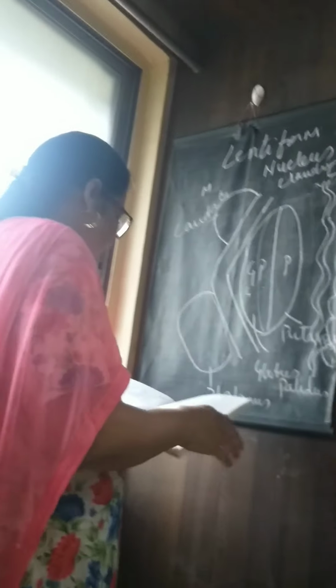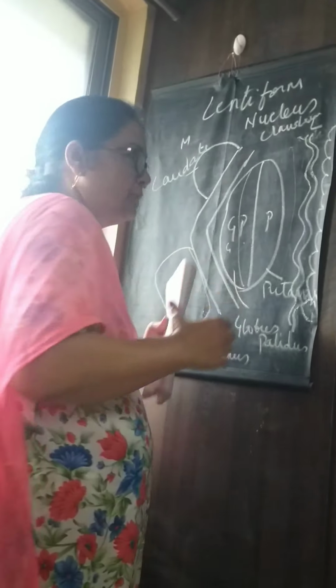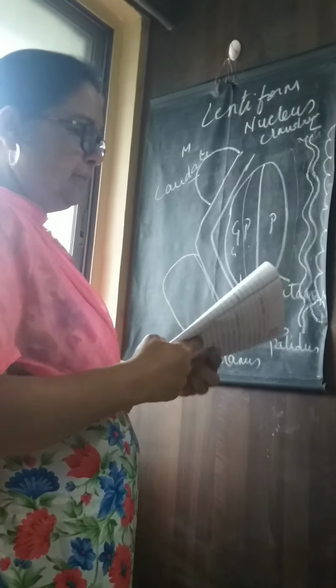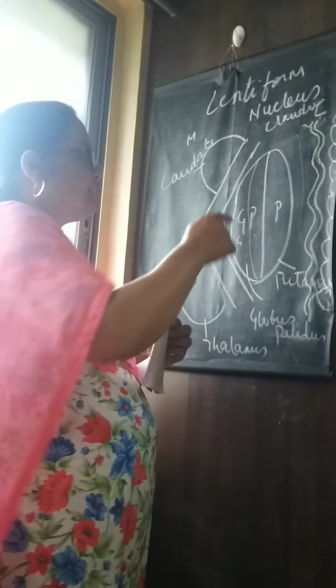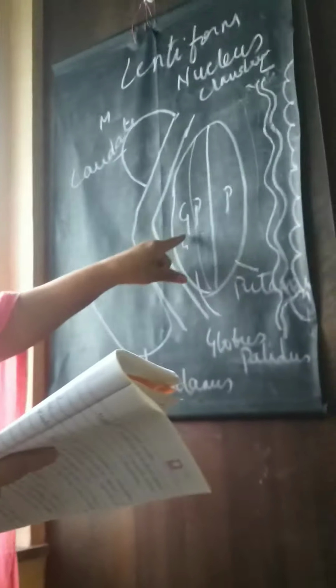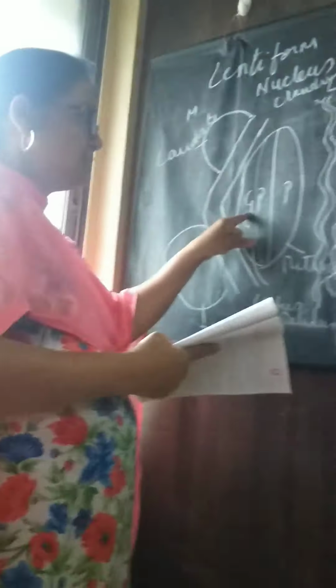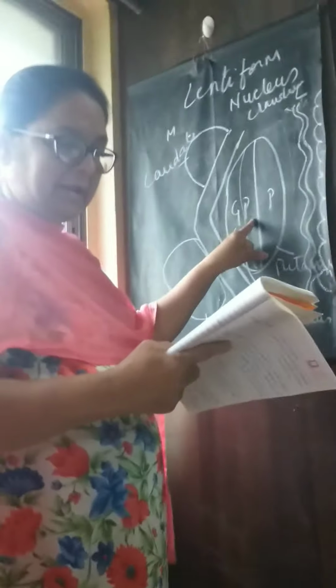Now the lentiform nucleus. It is a lens-shaped nucleus situated within the concavity of the internal capsule, between the anterior and the posterior limb of the internal capsule. The lateral part of the lentiform nucleus is called the putamen and the medial part is called the globus pallidus. This globus pallidus also consists of two parts: one is the globosus and the other is the pallidum.